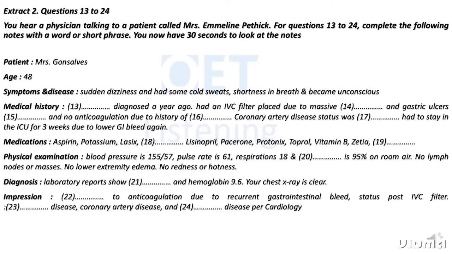You have developed pulmonary embolism with contraindication to anticoagulation due to recurrent gastrointestinal bleed. Status post-IVC filter. You have also developed mitral valve disease, coronary artery disease, and peripheral vascular disease per cardiology. No evidence of chronic thromboembolic disease per VQ scan. We cannot rule out pulmonary hypertension.